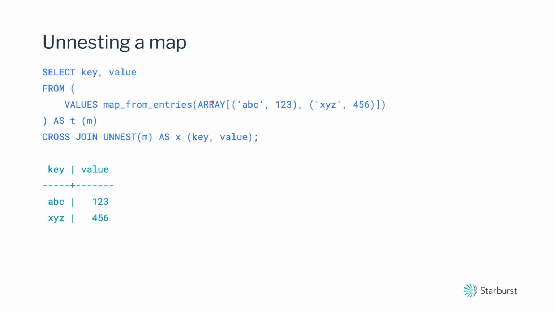Similarly to arrays, you might want to unnest a map, turn it into rows of columns. And so we've got our same map as we had previously. We've got ABC to 1, 2, 3, XYZ to 4, 5, 6. We can unnest it into a key column and a value column. And so here we can see that the map has been flattened into rows with one row for each entry in the map, ABC and XYZ. And you can also use with ordinality, just like you can with arrays, although it's often less useful.